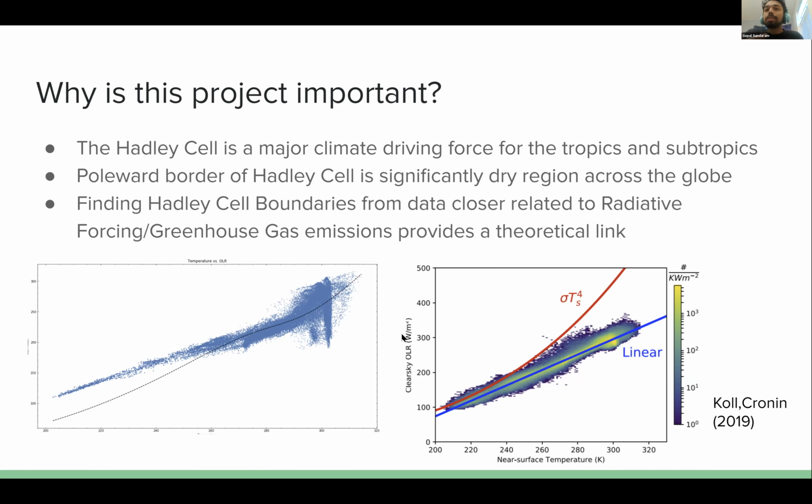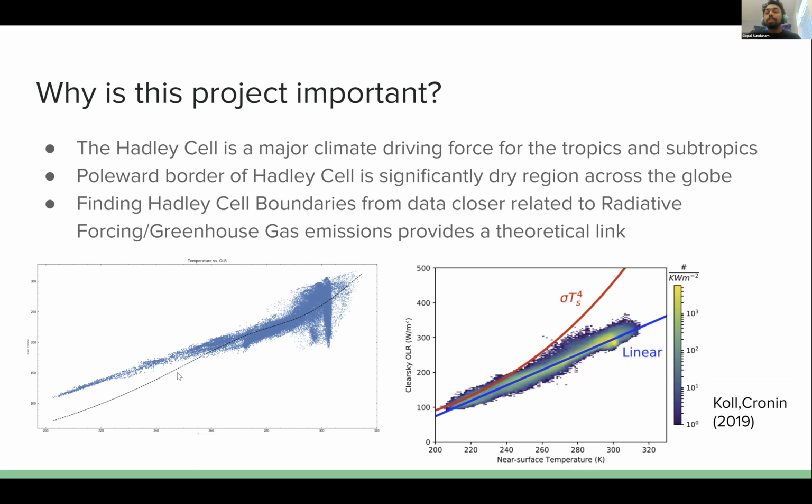The other reason why I want to put this out there is why this project is significant. In the bottom right corner here is a graph that I have taken from a Cole and Cronin paper from 2019, published by two guys from MIT, which showed that if you do the same sort of analysis that I'm doing, temperature versus OLR, you get a linear sort of curve. And we're not really seeing that. The data on the left is what I'm getting. We're not seeing that because they're taking clear sky data. So they're only taking data where there are no clouds.